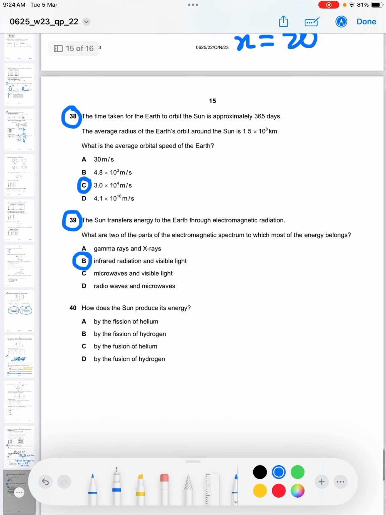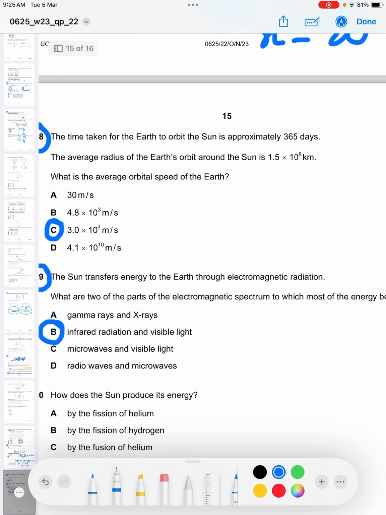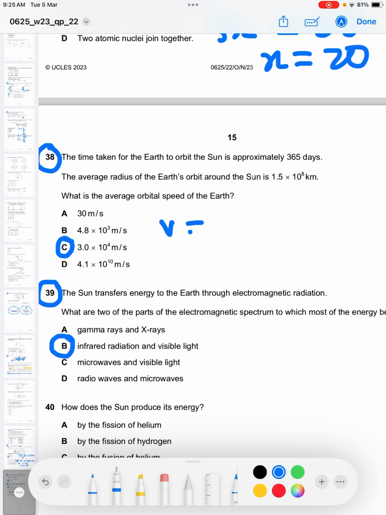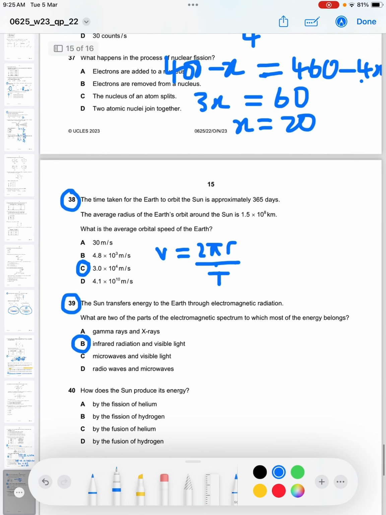Then number 38, the time taken for the Earth to orbit the Sun is approximately 365 days. The average radius of the Earth's orbit around the Sun is 1.5 times 10 to the power of 8 kilometers. What is the average orbital speed of the Earth? So when we want to find orbital speed, we have to be clear. The formula for orbital speed is 2 pi r, which is of course the circumference, divided by the period, like that. Now, what are we given?